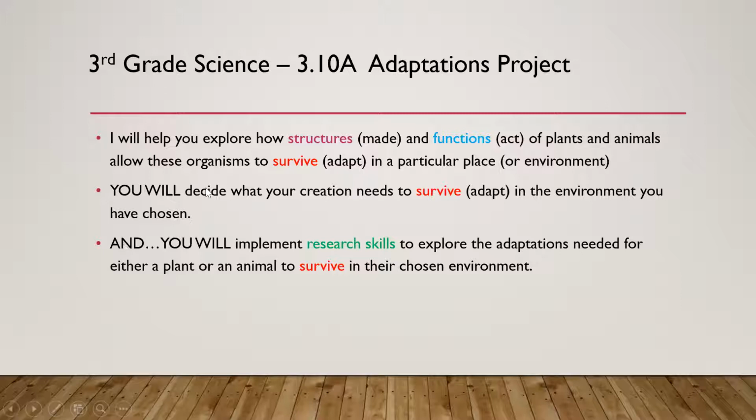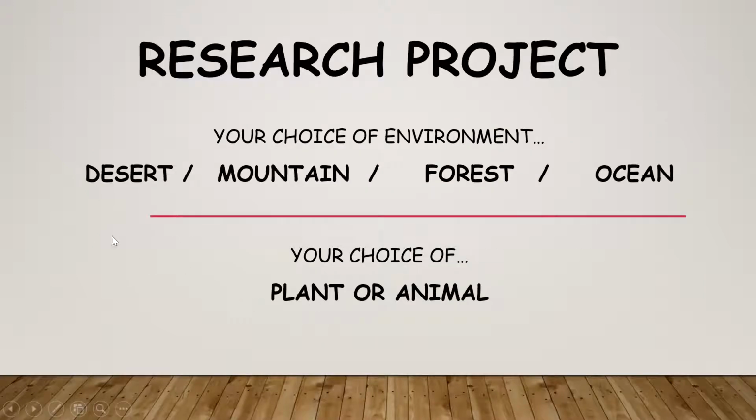So, besides the fact that you will decide what your creation needs to survive in the environment you have chosen, you will also implement your research skills to explore the adaptations needed for either a plant or an animal to survive in their chosen environment. That's why it's important that you chose an environment. Now, your choices were desert, mountain, forest, or ocean, any of those environments. And now it's time for you to decide whether you're going to create a plant or an animal.